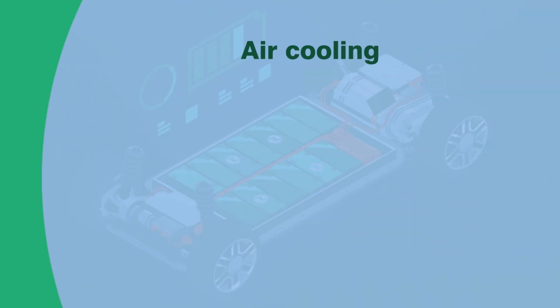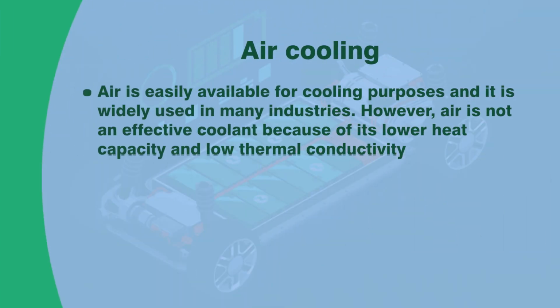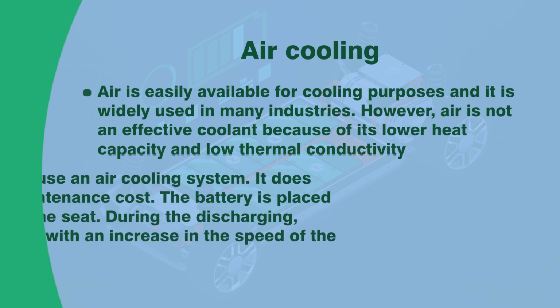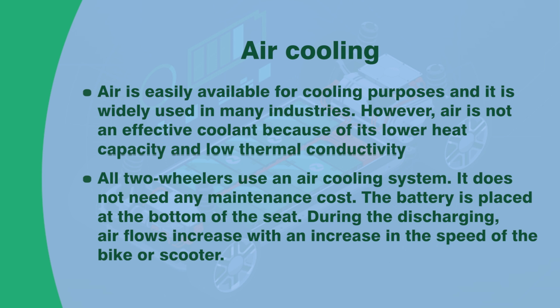The first type of cooling is air cooling. In air cooling, air is passed through the battery so that it cools down the temperature of the battery. Since air is easily available for cooling purposes and widely used in many industries, it is common; however, it is not an effective coolant because it has lower heat capacity and low thermal conductivity. Most two wheelers go with air cooling for the one reason that there is no maintenance cost.